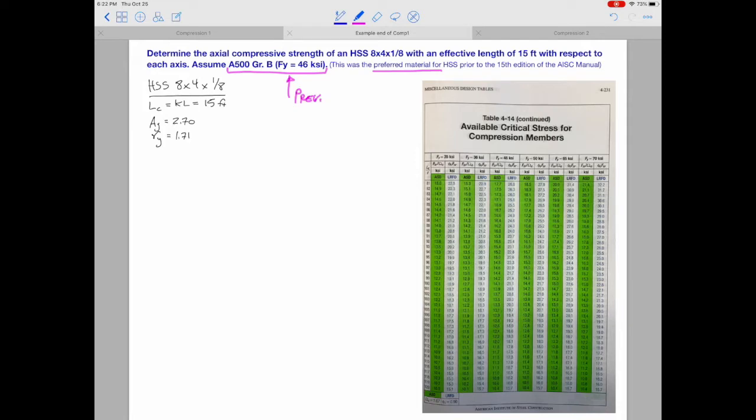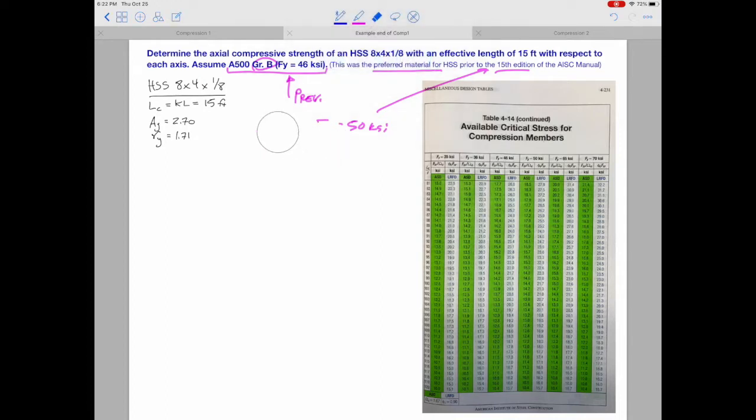The previous editions, 13, 14, up until the 15th, used the grade B for the preferred material for HSS. And the reason they updated it for the 15th edition is that, based on industry surveys, they've found out that steel manufacturers are actually more commonly producing grade C, which has Fy of 50 ksi. So you'll find that in your 15th edition, the preferred material is 50 ksi with this grade C. It's still A500, but it's grade C.